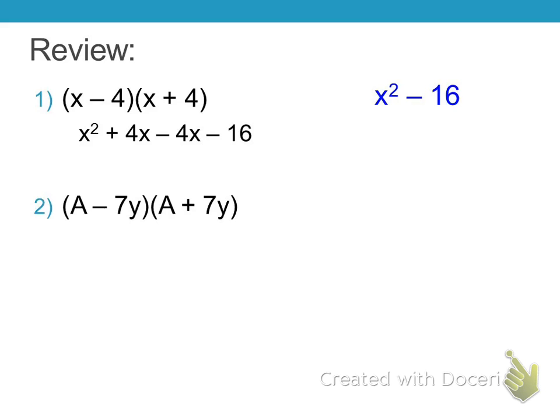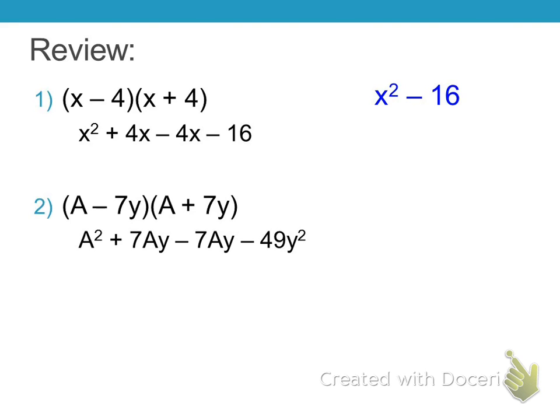Let's practice the double distributing, though, a little more. So when you double distribute on this one, what do you end up with? We distribute the a. What's a times a? A squared. What's a times positive 7y? 7ay. And then when you distribute the minus 7y to the a, what do you get? Minus the 7ay. And then minus 49y squared.